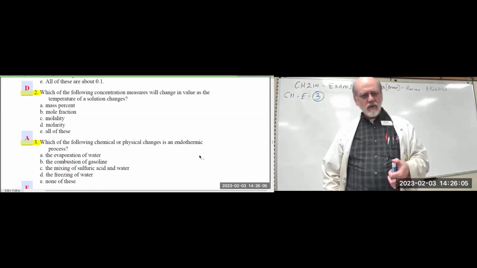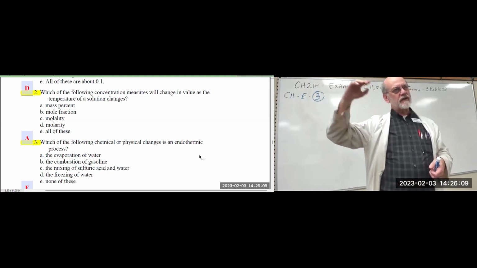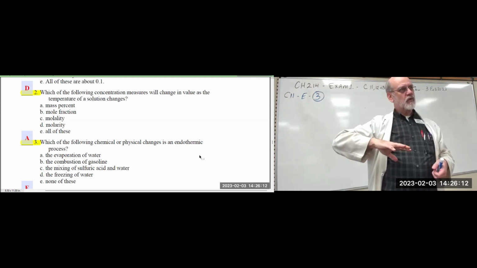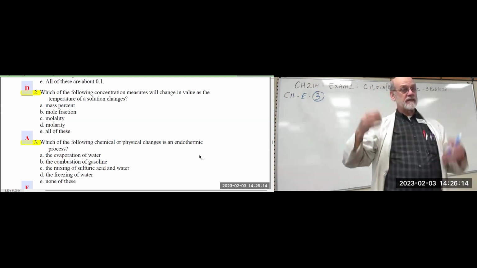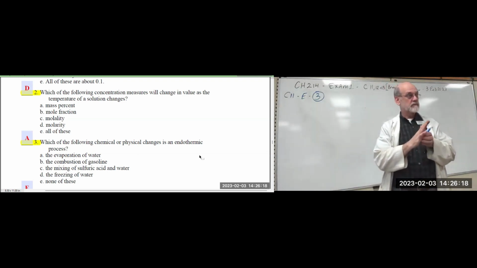Mixing of sulfuric acid, freezing of water. Freezing of water goes from liquid to solid. It's from disordered to more ordered. That evolves heat. So the only one that is endothermic is the evaporation of water. A.